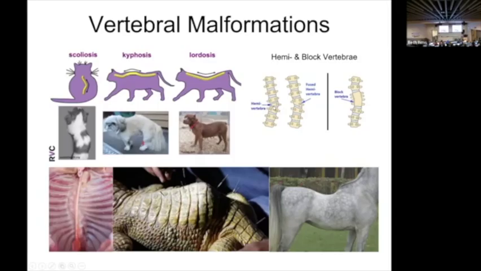Here you can see a little bit better what that looked like. So these abnormal triangle-shaped or block vertebrae are actually abnormally shaped, fused vertebrae. This can also be degenerative, the result of severe spinal arthritis with deformation of the spine. Here is a horse with scoliosis, a lateral curvature. An alligator with kyphosis, receiving acupuncture. An old horse with classic lordosis.